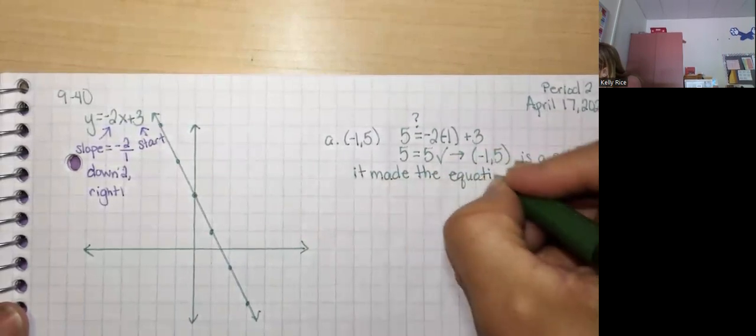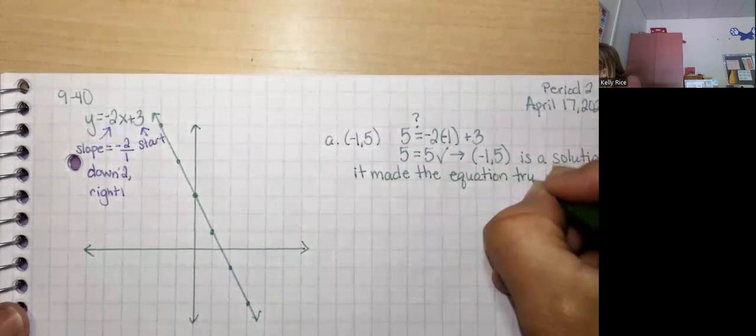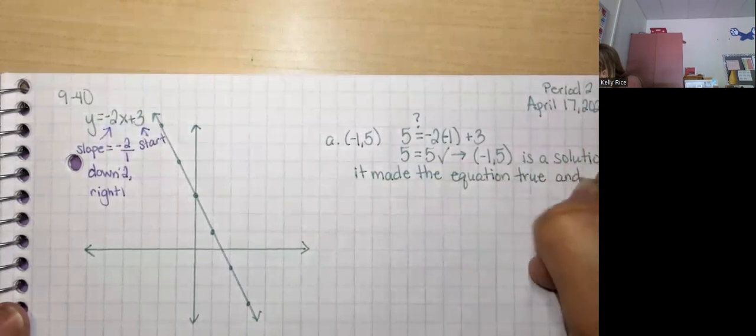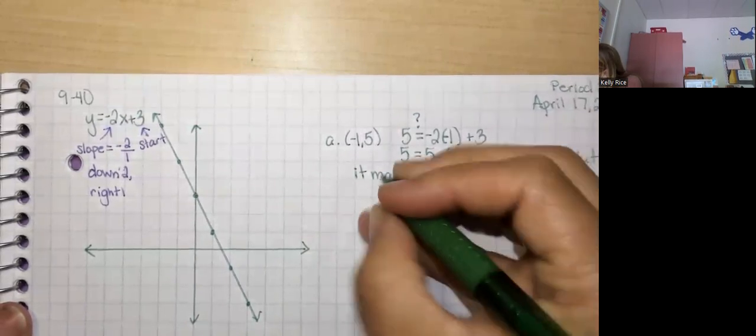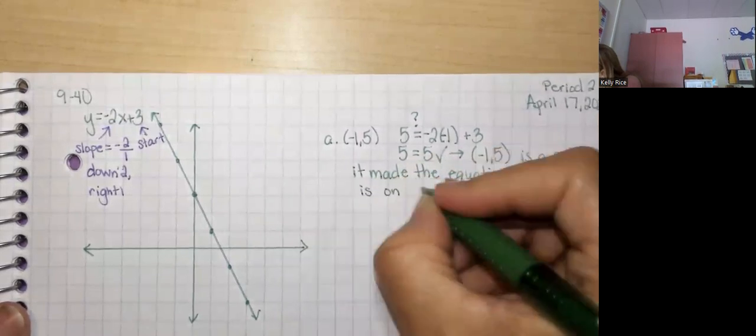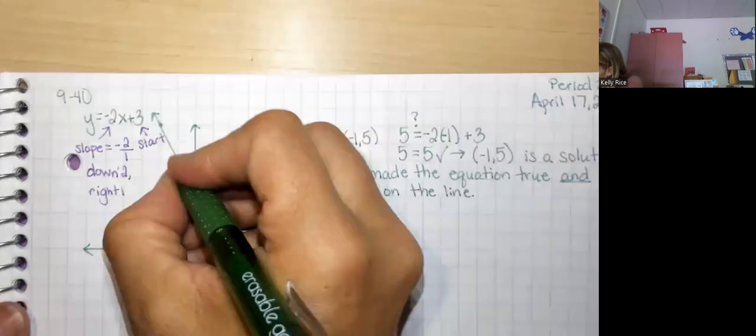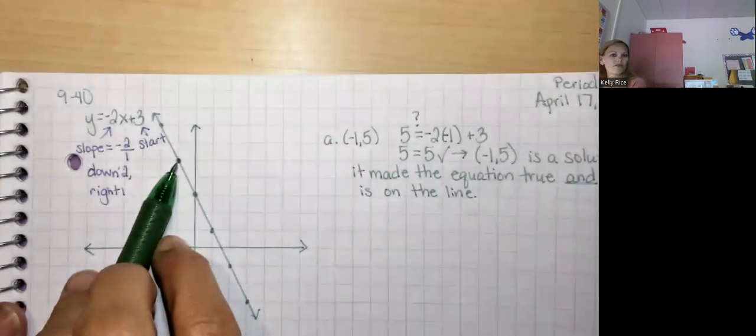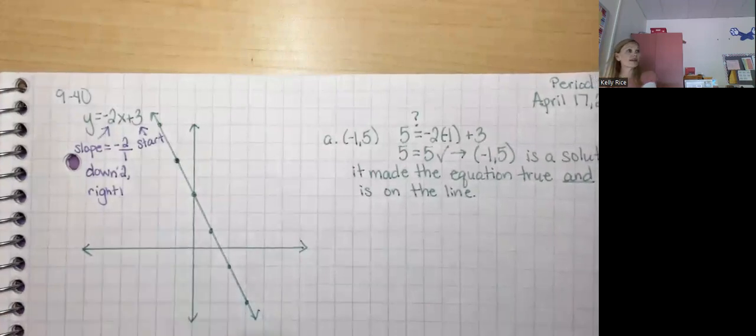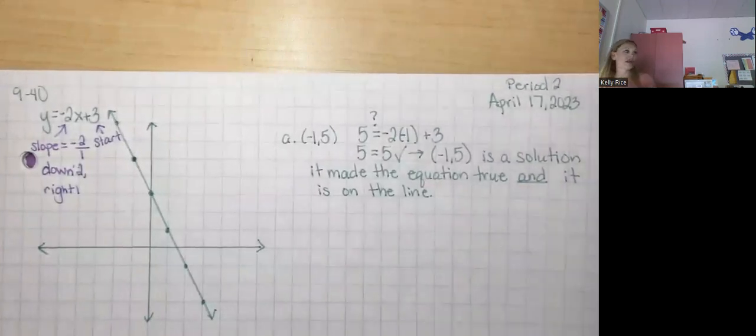What about the graph? It is on the line. So negative 1, 5, this point right here is on the line. So we didn't necessarily even have to plug it in, right? We could have just looked at the graph. You could say it's on the line.